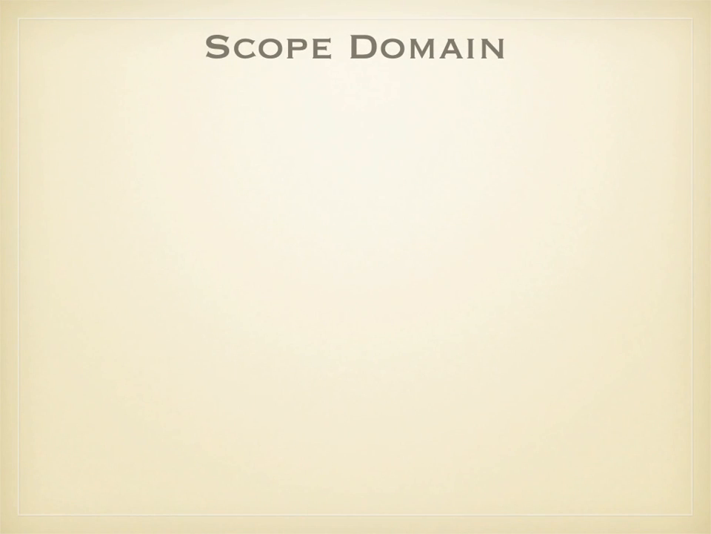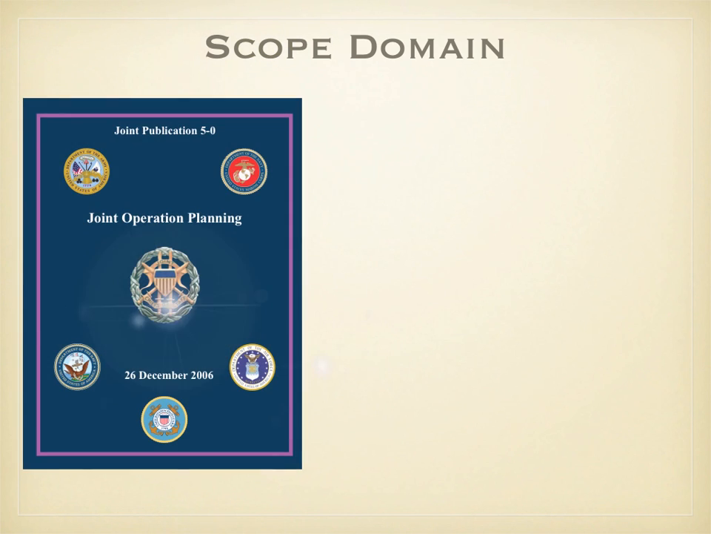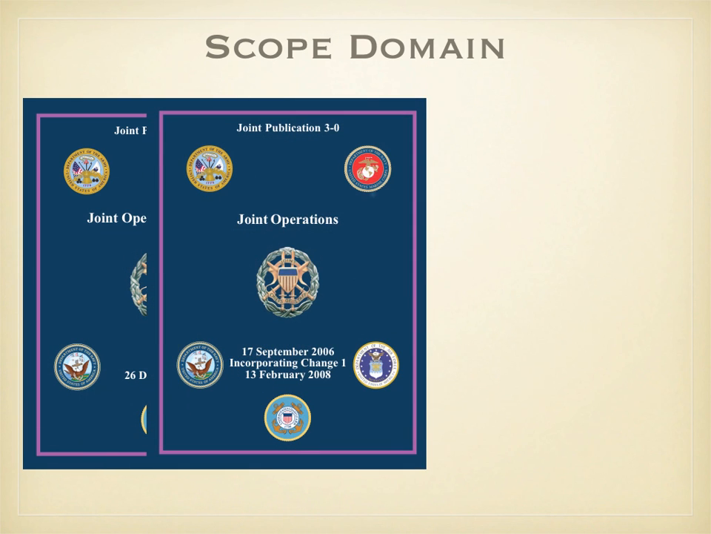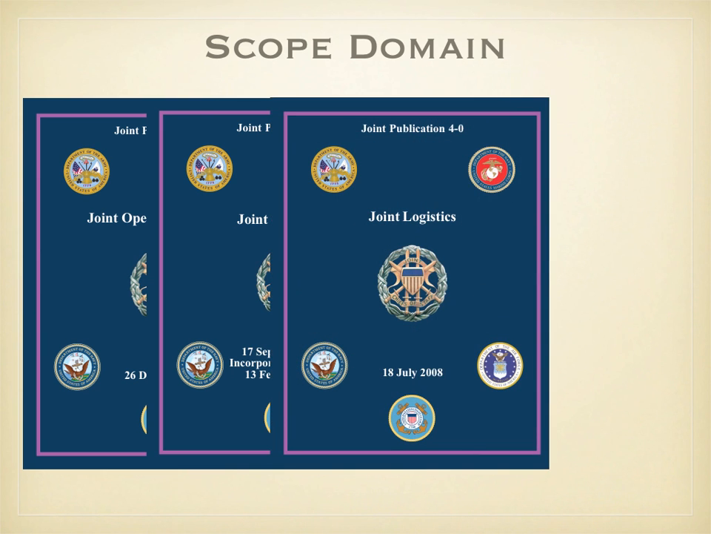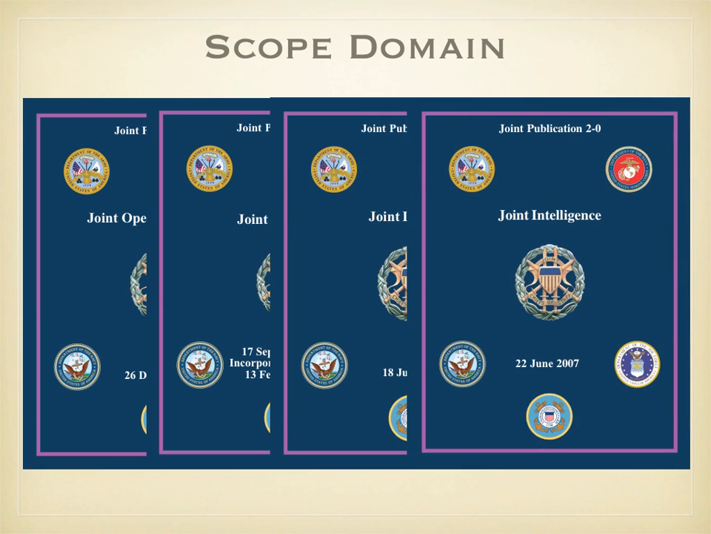Scoping and defining a domain starts with the identification and surveying of authoritative references. Joint doctrinal publications are such authoritative references. These publications contain definitions, descriptions, and relations for the entities and events that make up military domains. These are the written expression of subject matter expertise for a given military domain.